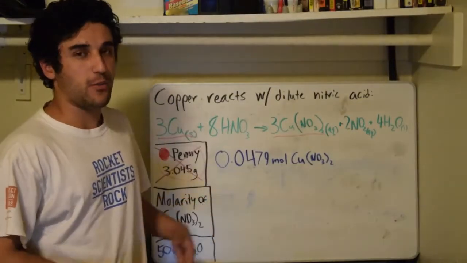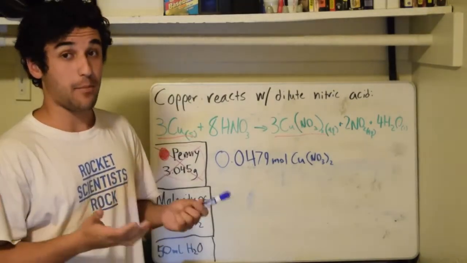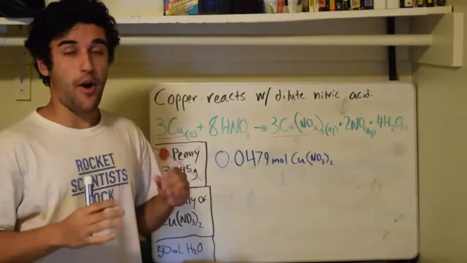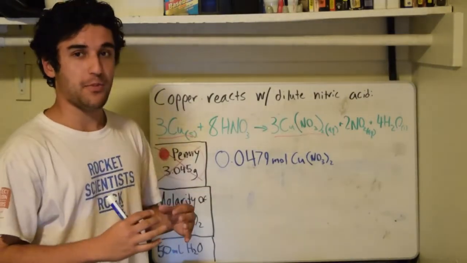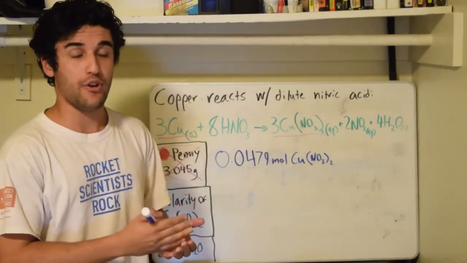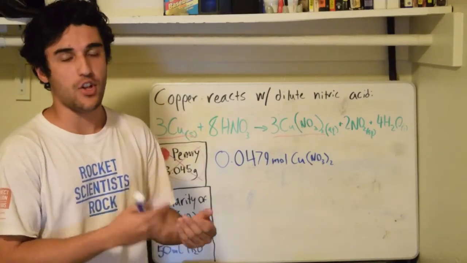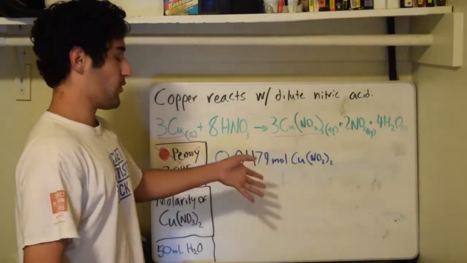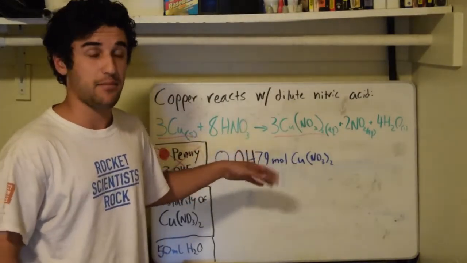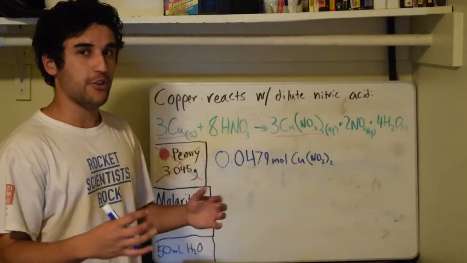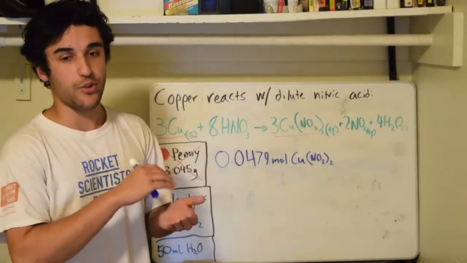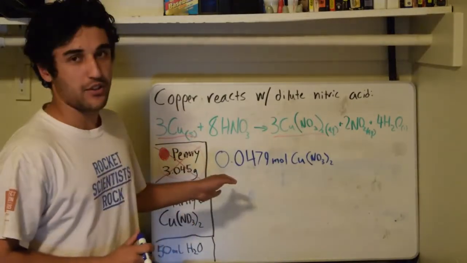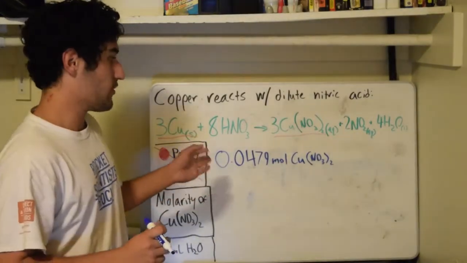Now that we have our 0.0479 moles of copper nitrate, the next step is pretty simple. The problem tells you that all this mixture is diluted to what amounts to 50 milliliters along with the water. So you don't have to worry about the amount of copper nitrate or the amount of nitric acid involved in this reaction. You just know that the entire mixture results in 50 milliliters flat. So you have 0.0479 moles of copper nitrate.